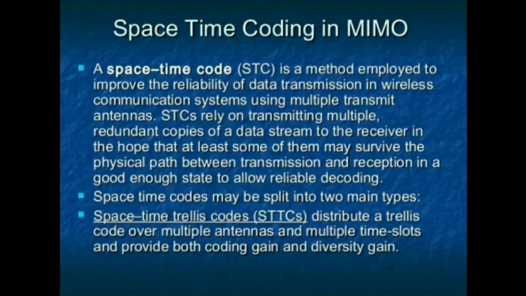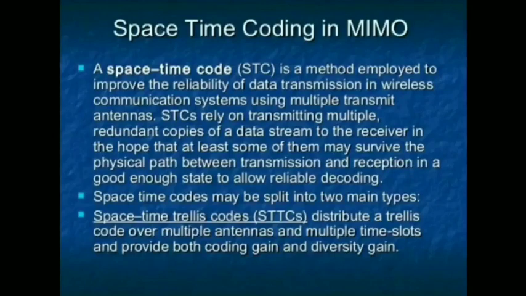And next, we're going to see space-time coding in MIMO. This space-time coding is employed to improve the reliability of the transmitted data, and we use multiple transmitting antennas to carry out this MIMO process. To carry out this STC, that is space-time coding, it uses a trellis code which distributes a code over multiple antennas and multiple time slots, which provides the coding gain as well as the diversity gain.